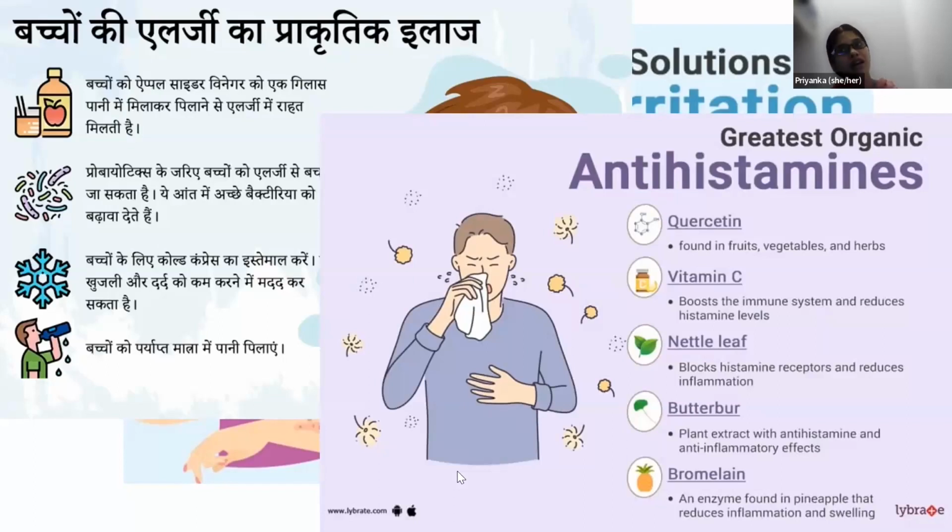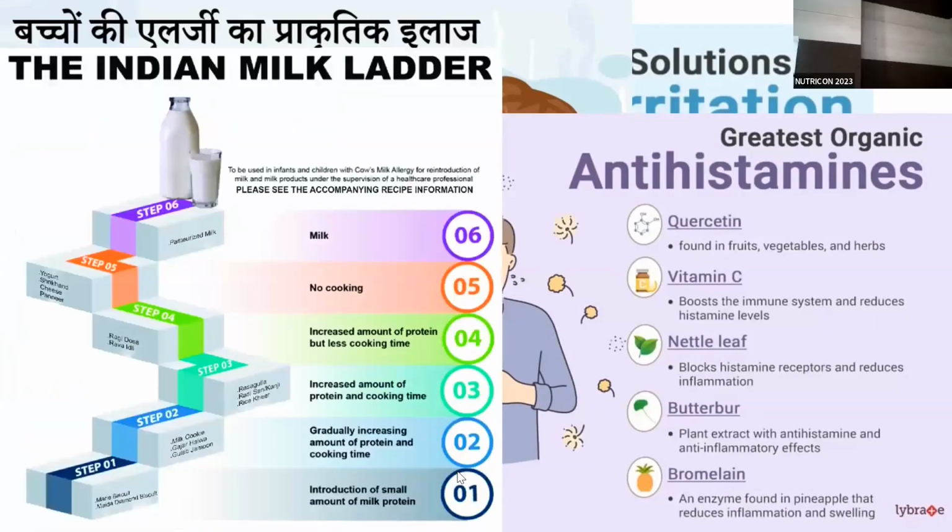But we are not very much aware of these food items and nutrients, though they play a very important role in patients suffering from food allergies or any adverse reactions. We have one more example. This is the Indian milk ladder.